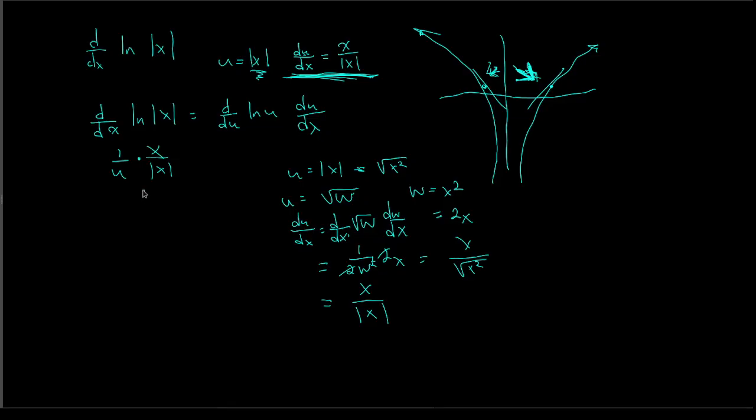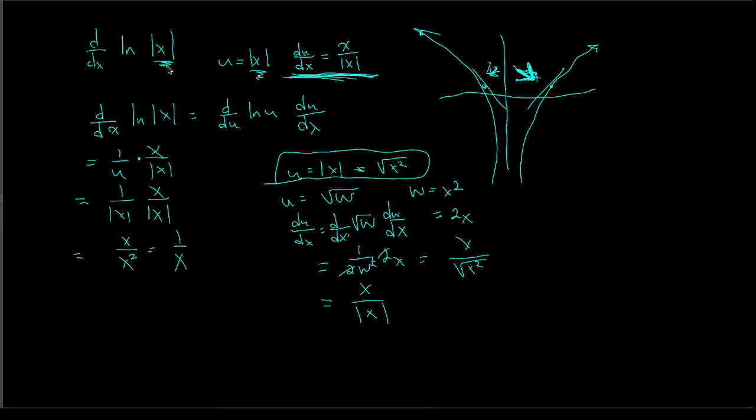And 1 over u, well, what was u again? It was the absolute value of x. And 1 over the absolute value of x times x over the absolute value of x is x over x squared. I'm going back to this definition here, because if I multiply 2 of these together, that's the same as x squared, or 1 over x again. And so we find that the derivative of the natural log of the absolute value of x is 1 over x.